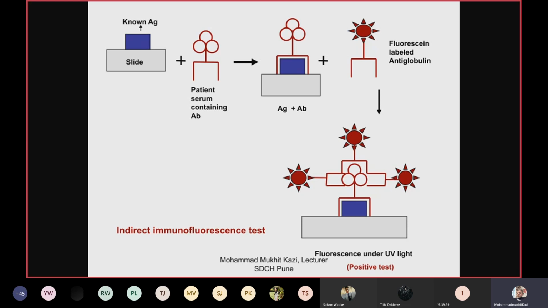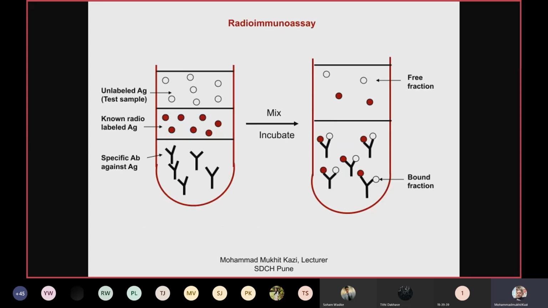Now, indirect immunofluorescence. What we are doing here: the slide is coated with the known antigen. The patient serum has the antibody, which will bind to that known antigen, and there will be a reaction between antigen and antibody. Now you add the fluorescent labeled antiglobulin. Antiglobulin is what? Antiglobulin is against that antibody. So we add the fluorescent labeled antiglobulin to the already happened reaction, and there will be fluorescence. This is called the indirect immunofluorescent test. These are used in research laboratories. We don't use them in normal laboratories.